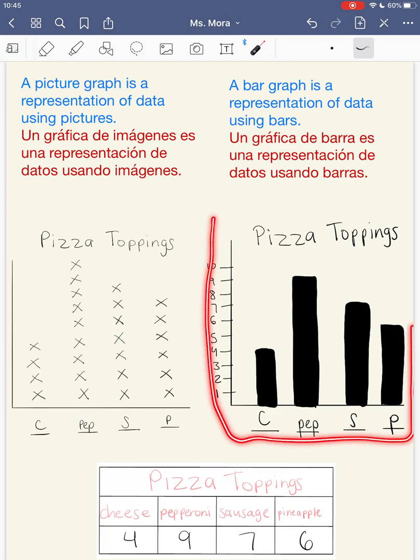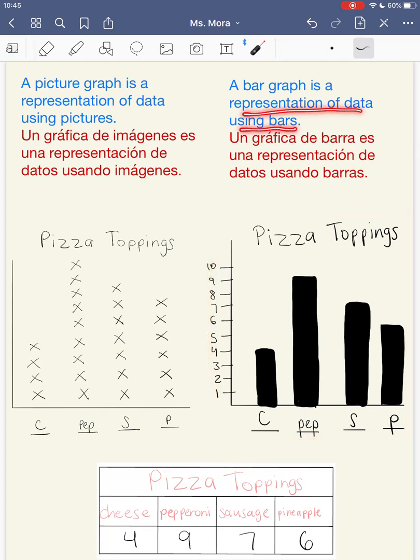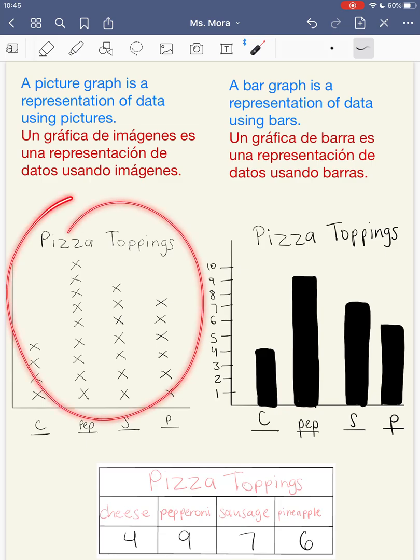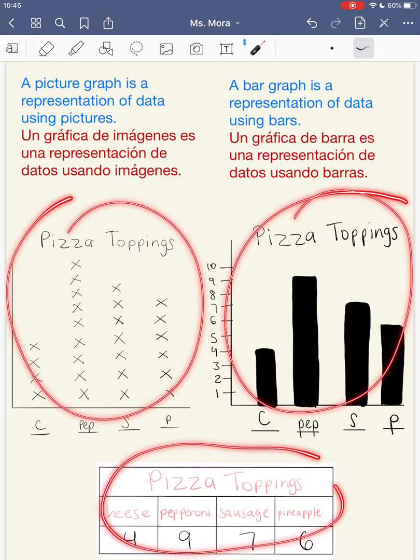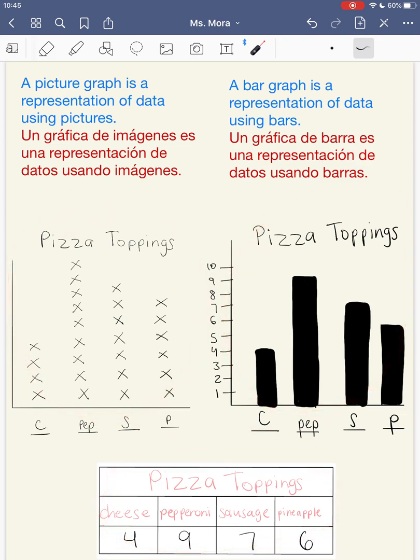Then we learned about bar graphs, which is this one here. And a bar graph is a representation of data using bars. So all of these three, my picture graph, my bar graph, and my data table, all have the same information, right? You can see that the title is pizza toppings in all three.